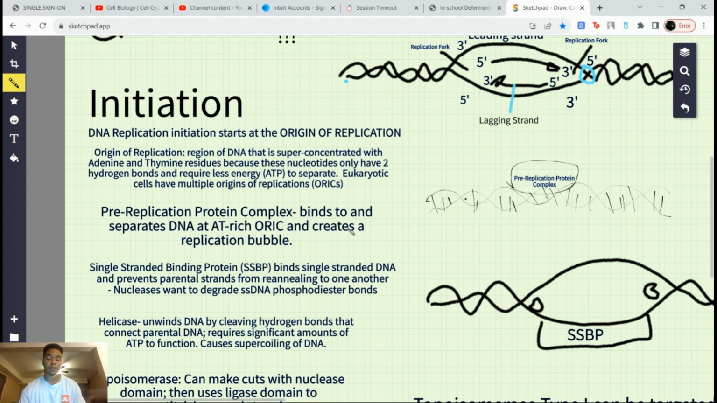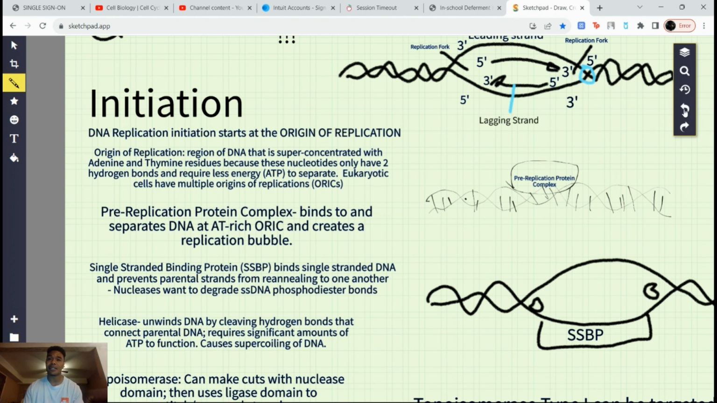Now we're going to do, so DNA replication, like transcription, like translation, has an initiation, elongation, and termination process. And initiation starts with the origin of replication. So what is the origin of replication? The origin of replication is a base nucleotide sequence that is AT rich, so adenine and thymine rich, and it's because they have hydrogen bonds. They only have two, so it takes less energy to break two hydrogen bonds than three hydrogen bonds.